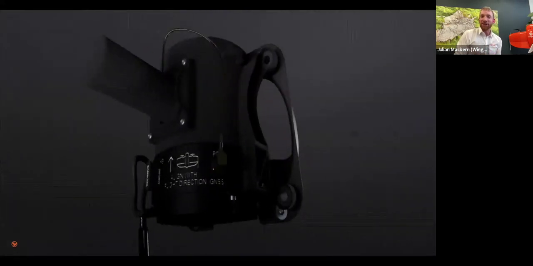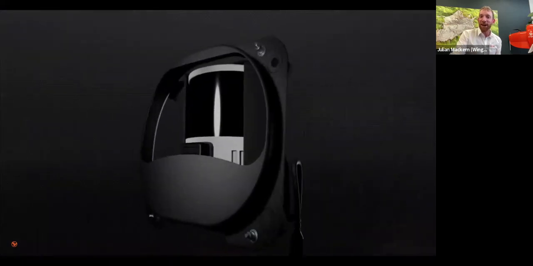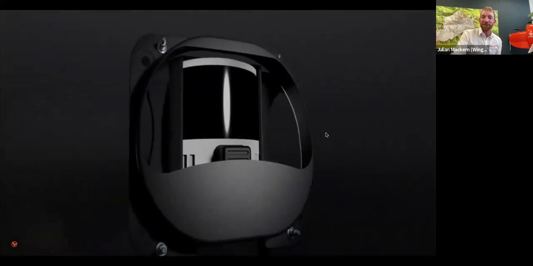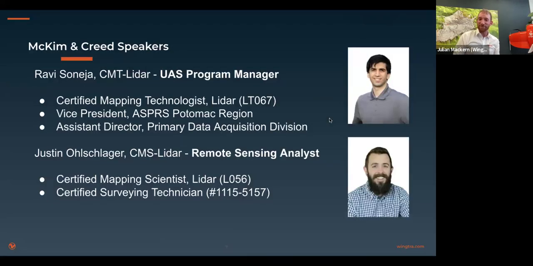This payload just came out a few weeks ago. So we are very happy to have here Ravi, Justin, and William, who will talk more about the payload itself. Ravi.